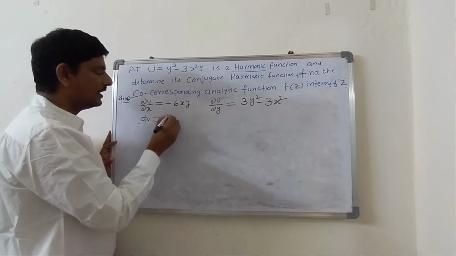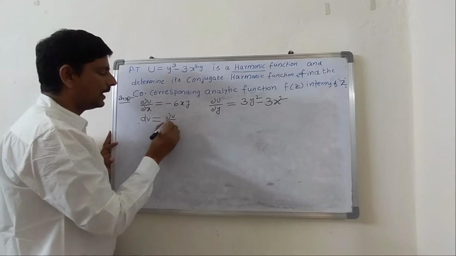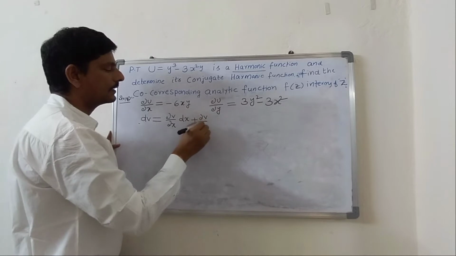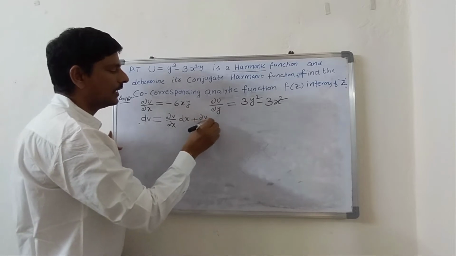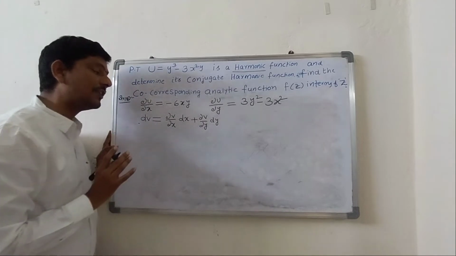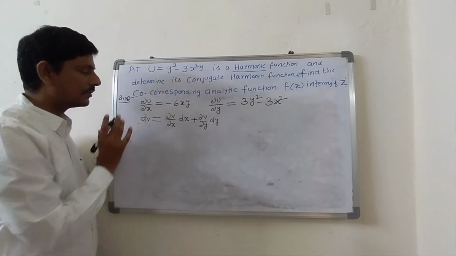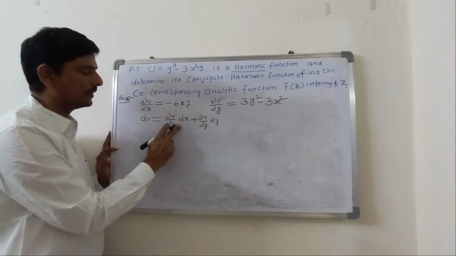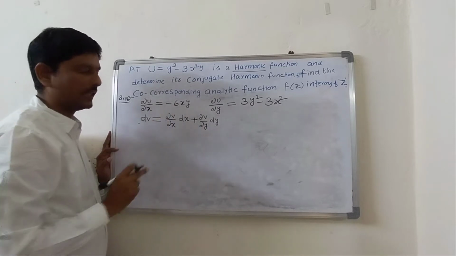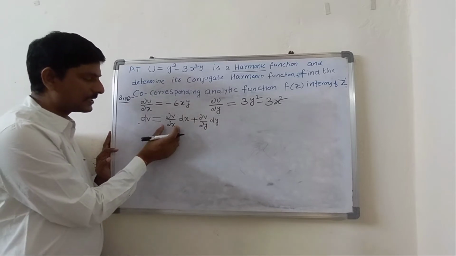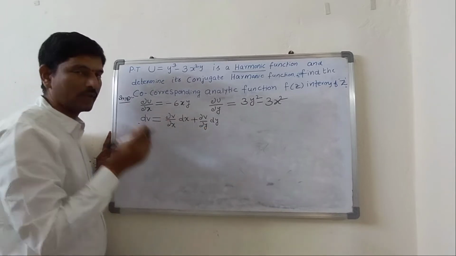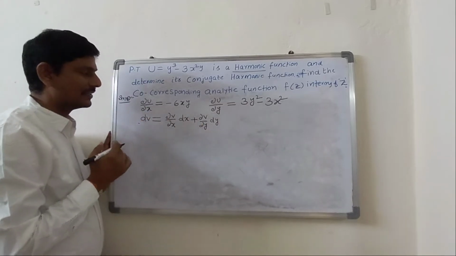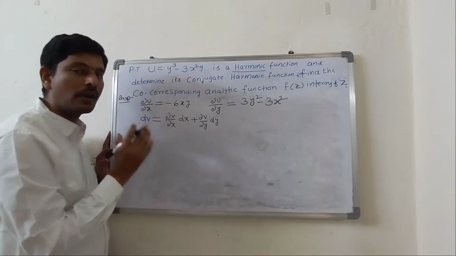So dv is equal to ∂v/∂x into dx plus ∂v/∂y into dy. This is the total differential formula of v. In this expression, we have ∂v/∂x and ∂v/∂y, but we don't have them. Then how to find v? Right, here we can use the Cauchy-Riemann conditions.